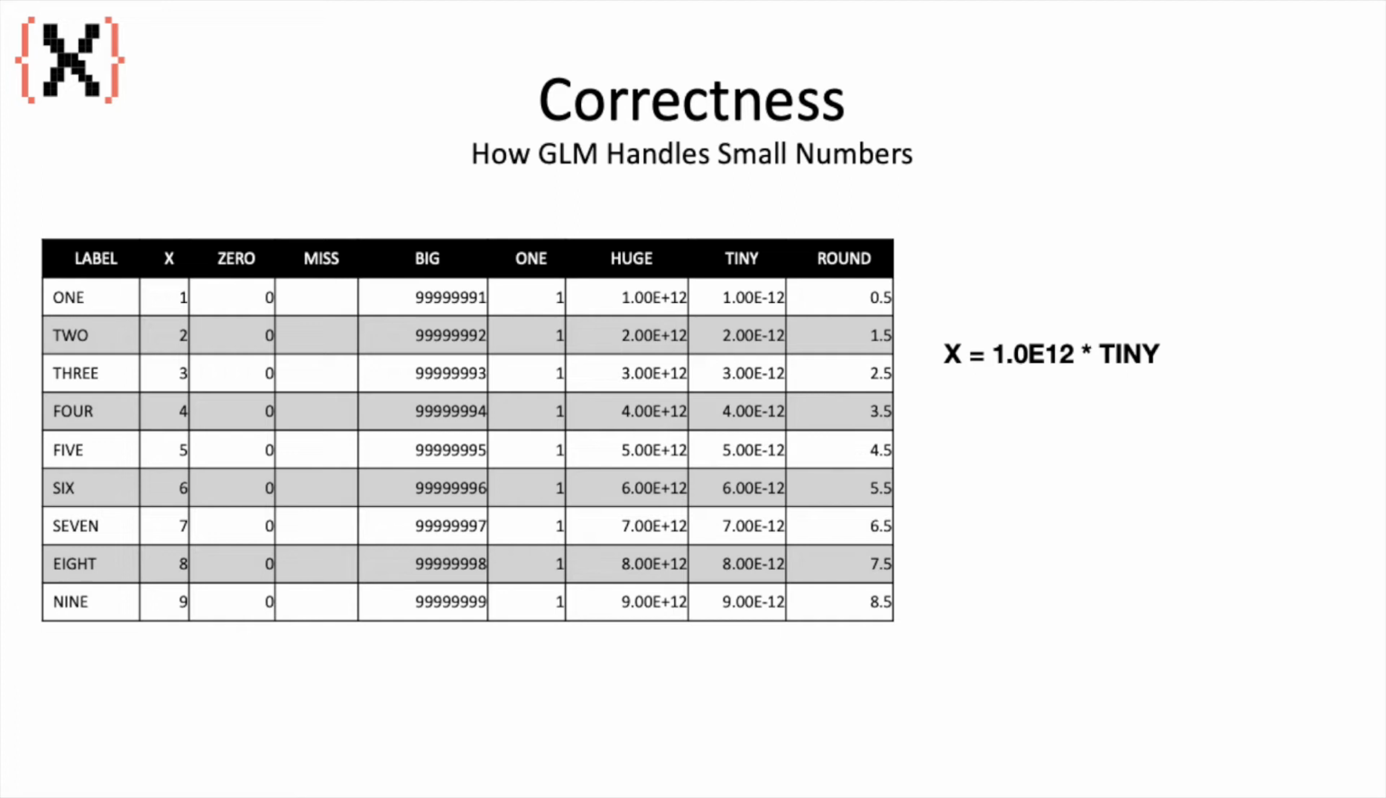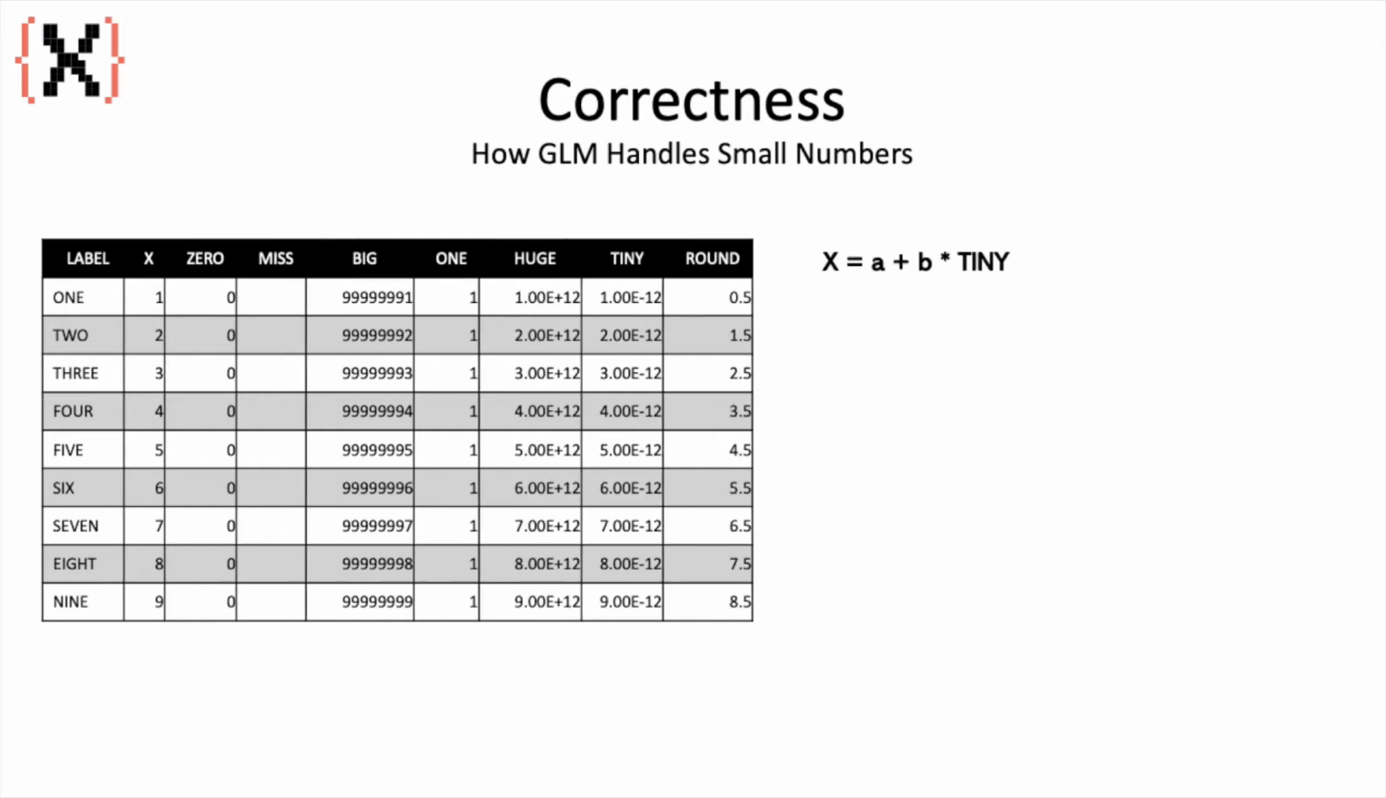If we look at the data carefully, we can observe the relation between variable x and tiny. Variable x can be expressed as 1e12 times tiny. If we want to perform a linear regression with intercept, where x is the dependent variable and tiny is the independent variable, like x equals a plus b times tiny, then we should have 0 as the estimate of a and 1e12 as the estimate of b. Unfortunately, Julia LM produces something else, whereas R produces the correct one.